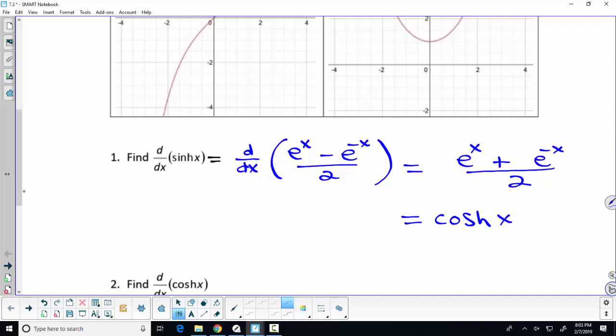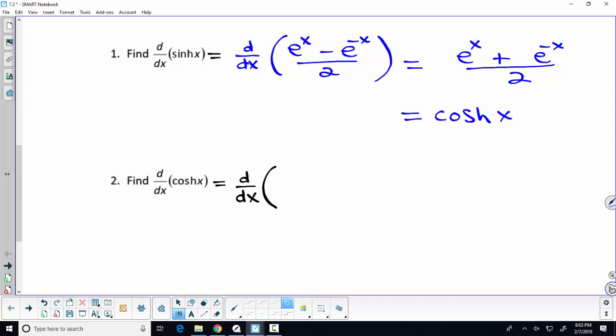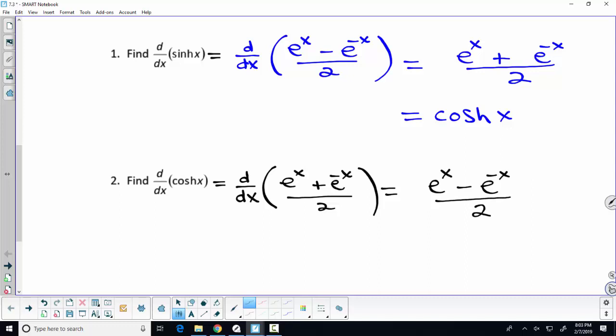So yet another similarity. How about the derivative of cosh? Let's see. The derivative of e to the x plus e to the negative x over 2 equals e to the x minus e to the negative x all over 2. What's that? Yeah, sinh.